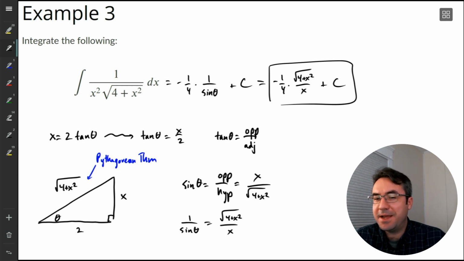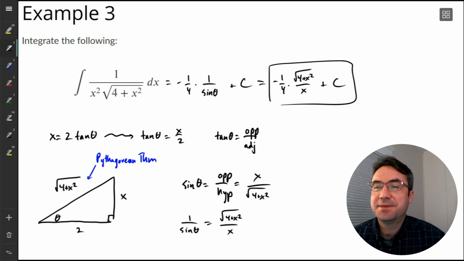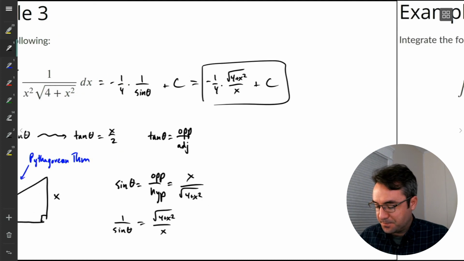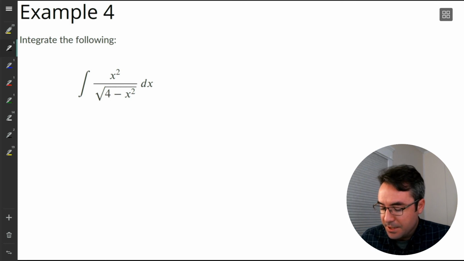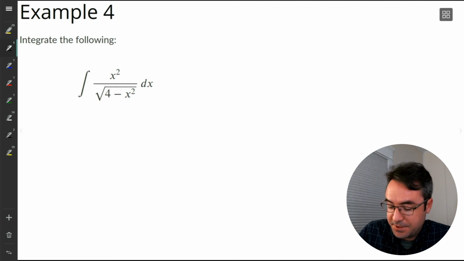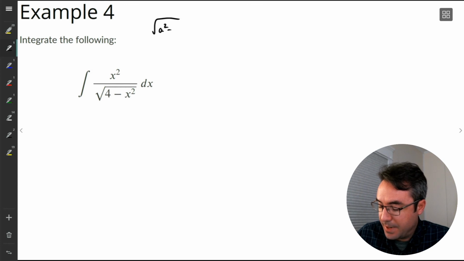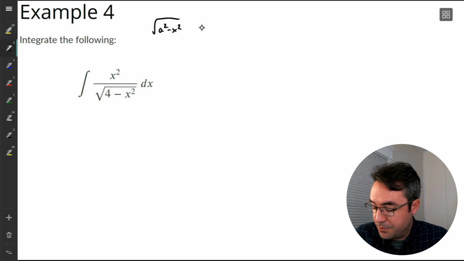All right, let's try one more. So these take a little bit, but it's good practice. So let's try one more. Here we're going to integrate the function x squared divided by square root 4 minus x squared. So we're going to start by looking at what our square root term is. And if we look at this, we have the format a squared minus x squared. So when it's minus x squared, that means we're going to use x equal to a times sine theta.